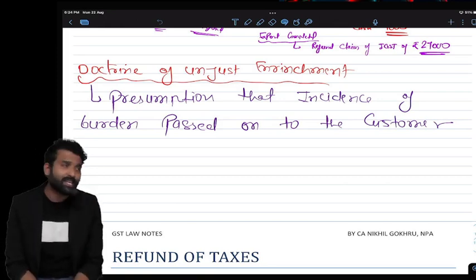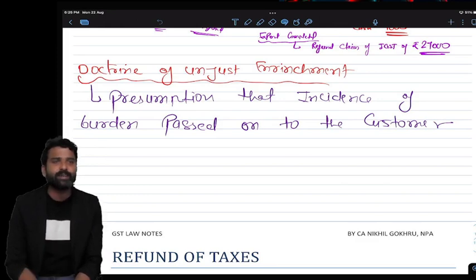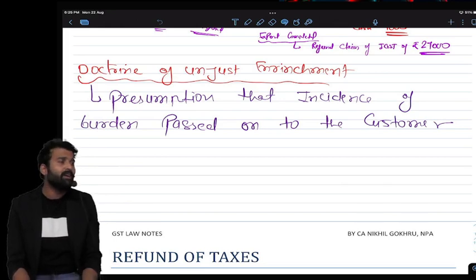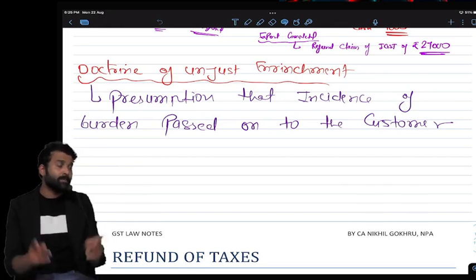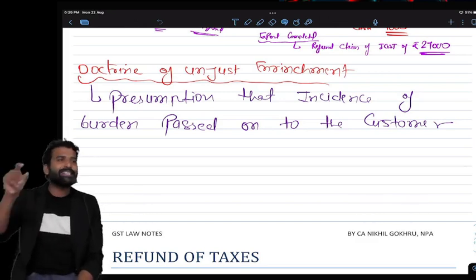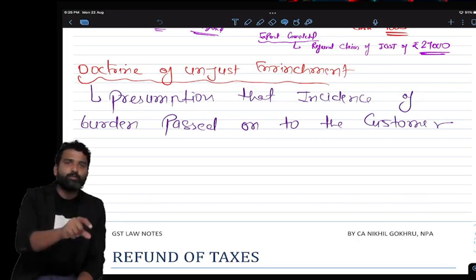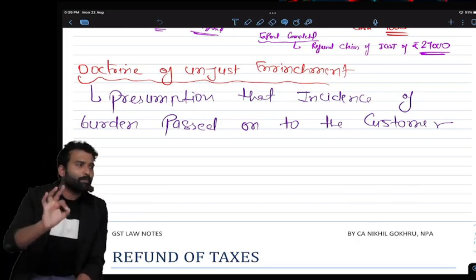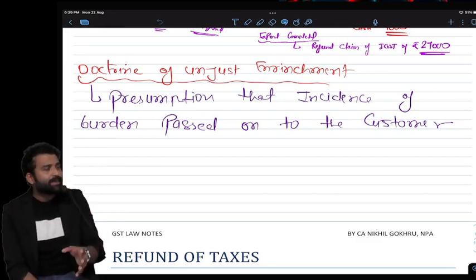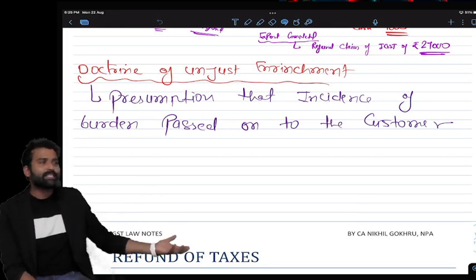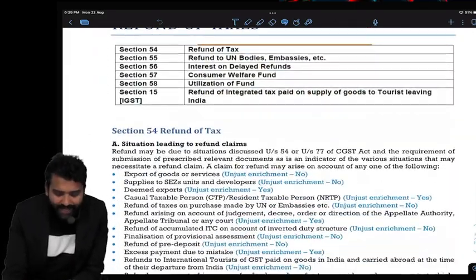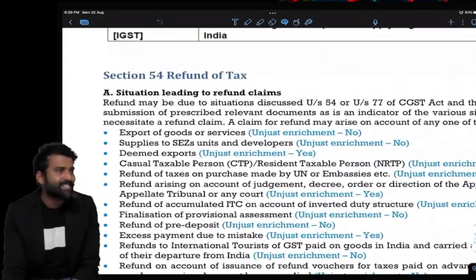So now we have to understand what are the cases where the doctrine of unjust enrichment is required to be proved, and what are the cases where there is no requirement to provide any document to prove that I have not passed on the burden to the customer. They might ask you this in MCQ pattern questions: in this particular case, whether proof of unjust enrichment is required or not. There are some cases where it is required to prove, and other cases where it is not. So now we have to go to the section, and for refund of tax, our section is section number 54.